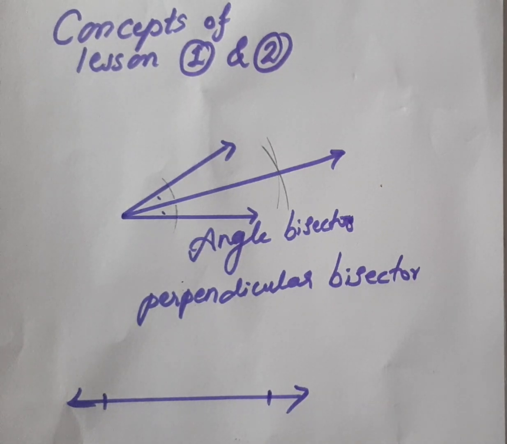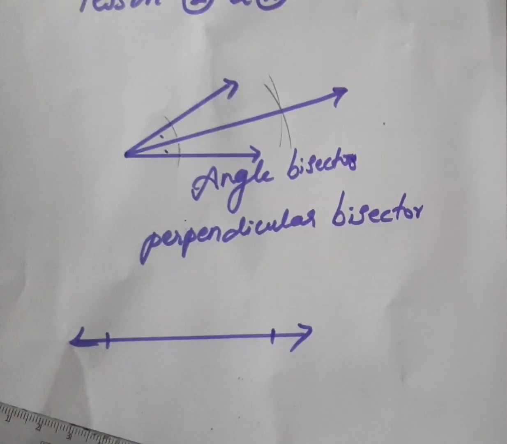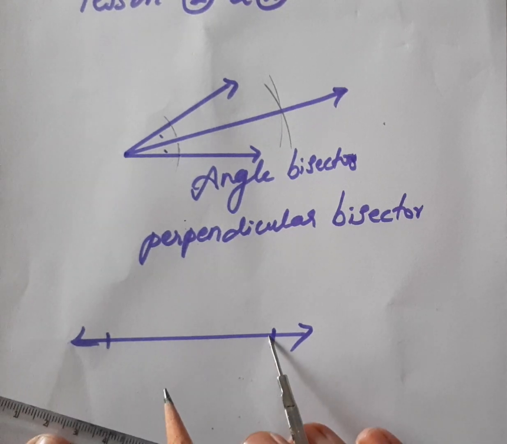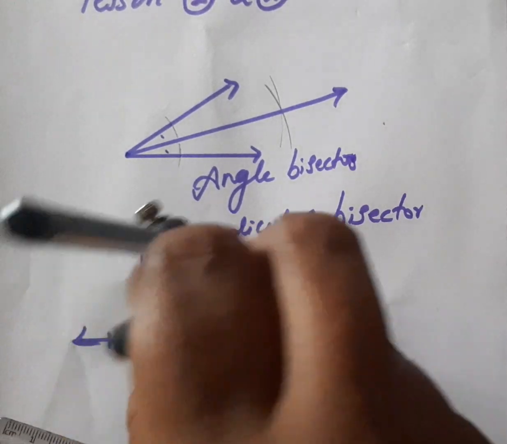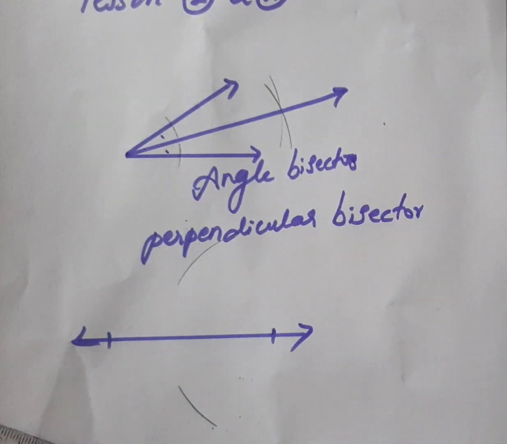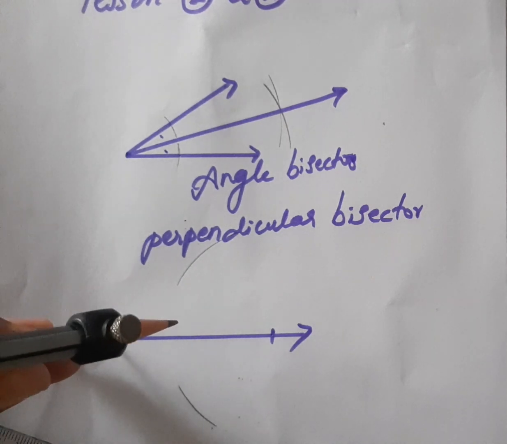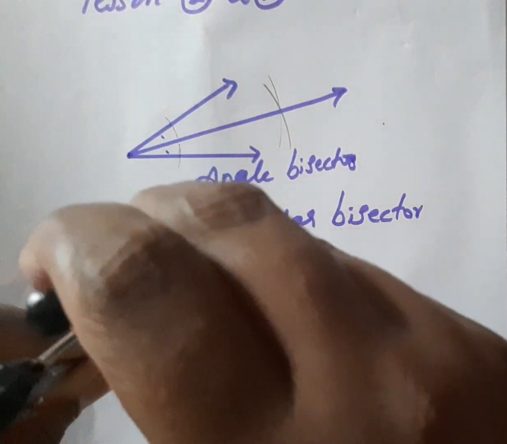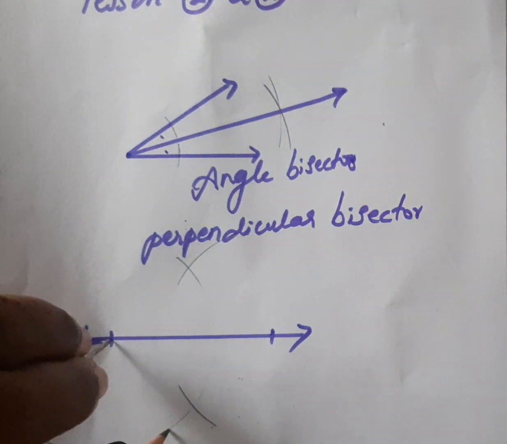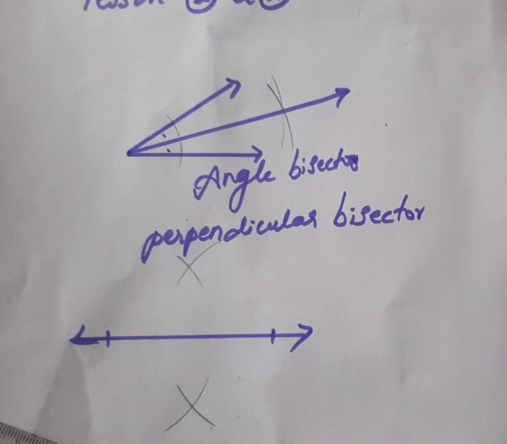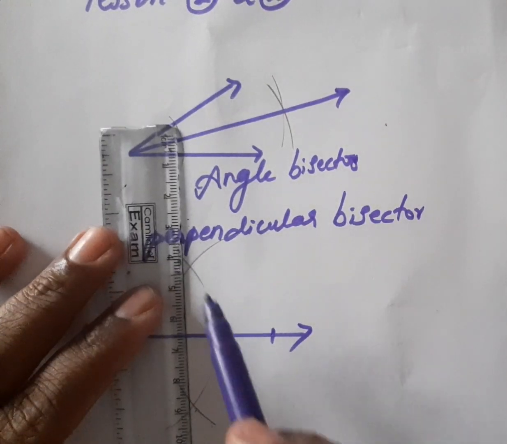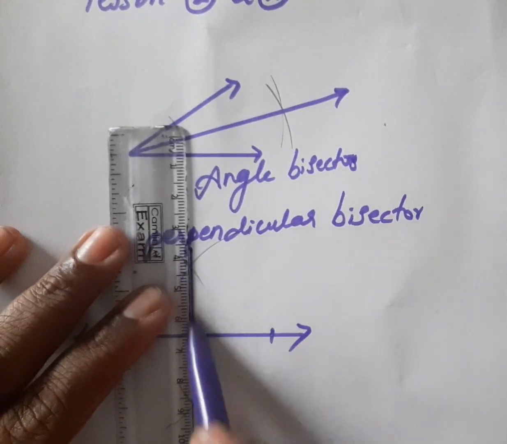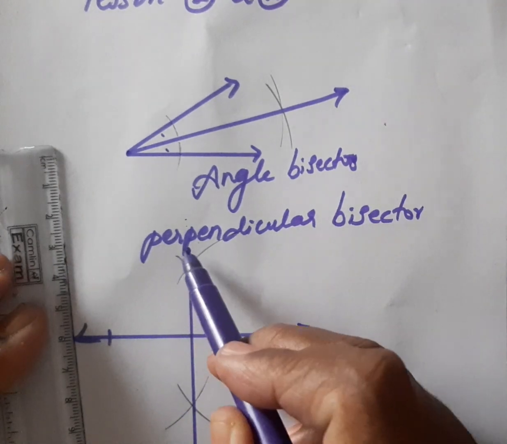Now you will see here. From this one point, I will make an arc downward as well as above, two arcs, 1 and 2. Next, of the same measure, from the second point I will cut the arc. Now we have got two points, this and this. So we will draw the line. This is known as a perpendicular bisector.